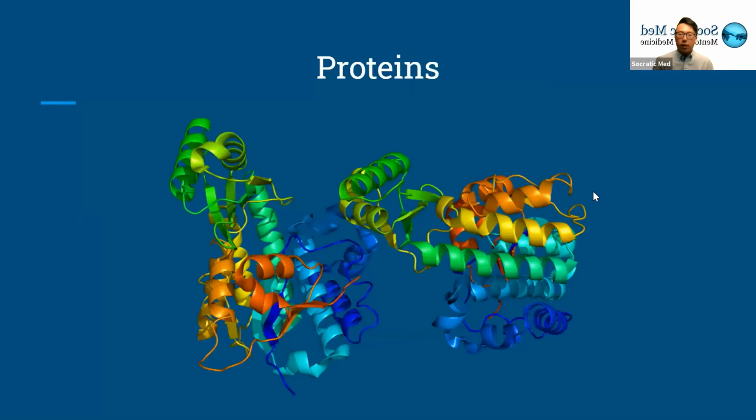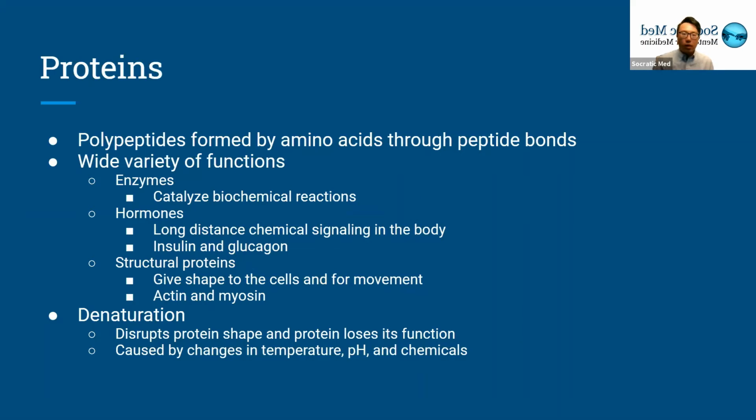So proteins are the molecules formed by RNA translation. Like I said, proteins are polypeptides formed by amino acids through peptide bonds by the ribosome. The template is initially DNA and then finally mRNA before it's turned into a protein by the ribosome. And proteins have a wide variety of functions in our body.